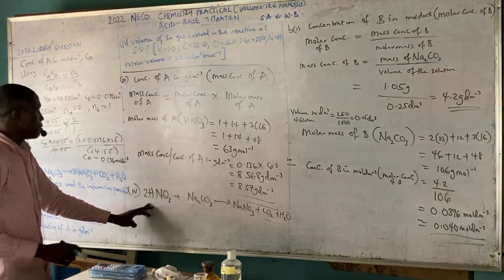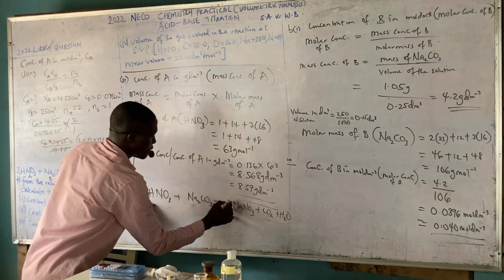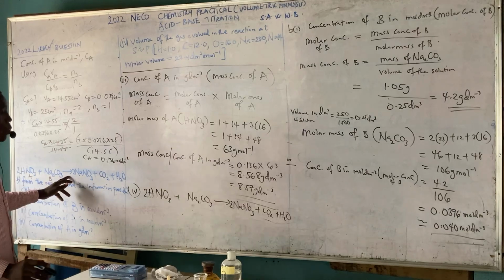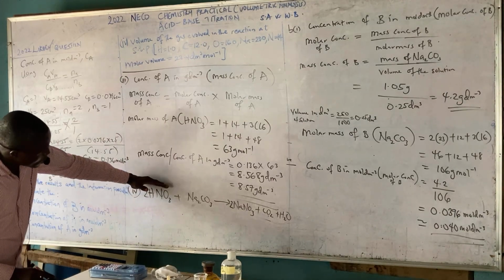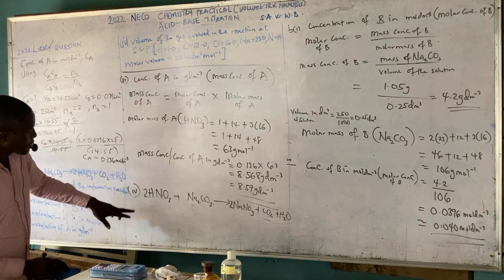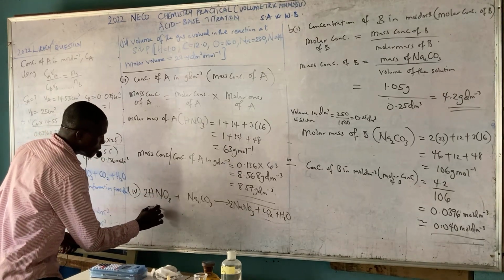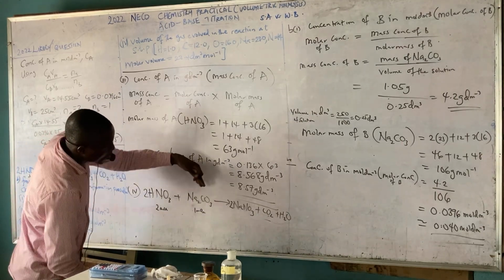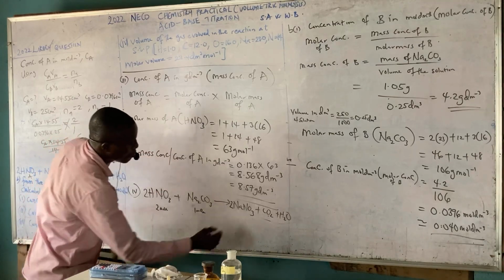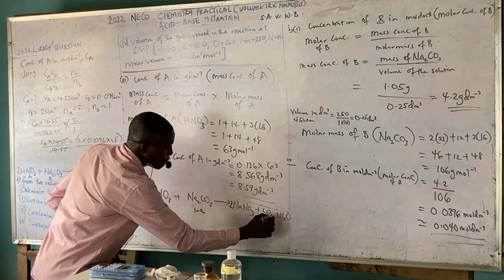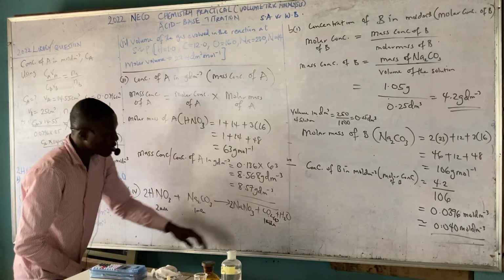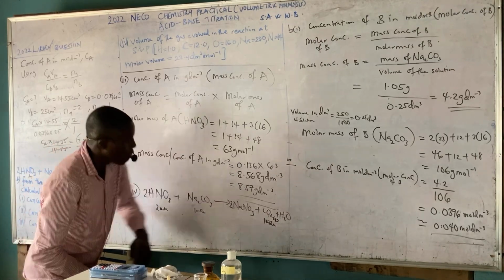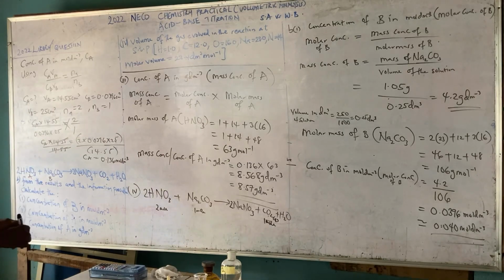You have to ensure that you have a balanced equation, which has been given to you in the question. The first thing is to ensure that the equation is balanced. Now, you can see that 2 moles of acid react with 1 mole of sodium carbonate to give 1 mole of gas. The gas that we have there is CO2. So 1 mole of the base produces 1 mole of CO2.